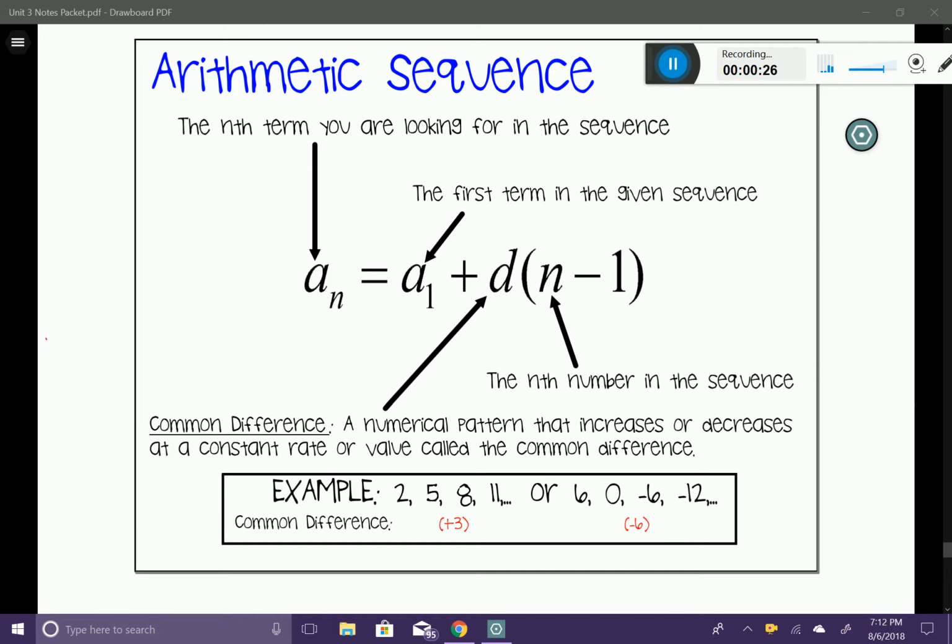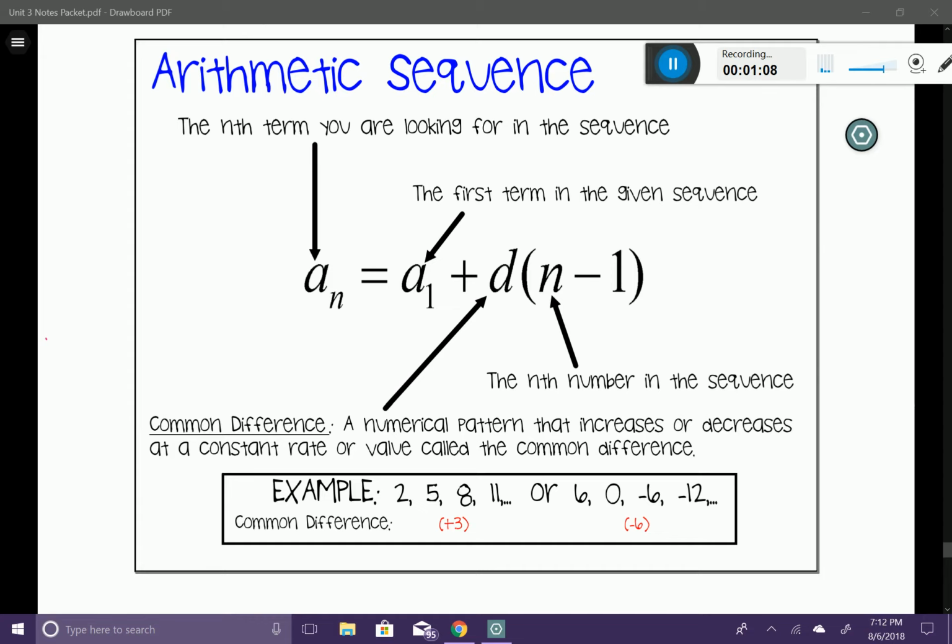The first part of the formula is called a sub n, and we say sub because the letter n is below the a, just like a submarine is below the water. This is the nth term that you're looking for in a sequence. So if you're looking for the 100th term, this would be a sub 100. The next term is a sub 1. This is the first term that's given in your sequence. For example, if you're given a sequence of 2, 4, 6, 8, the first term is 2, and therefore that would be your a sub 1.